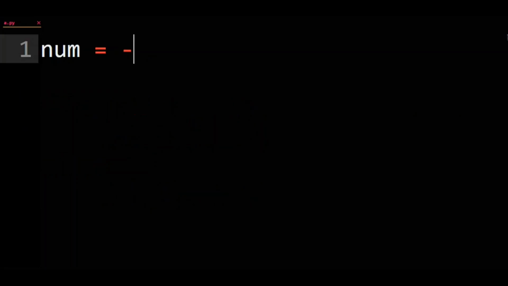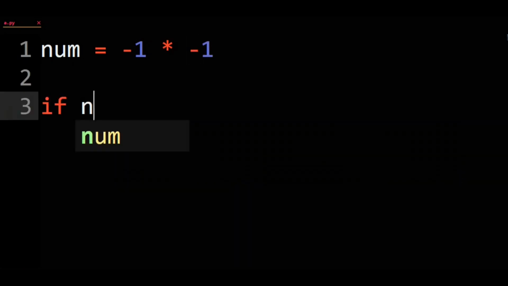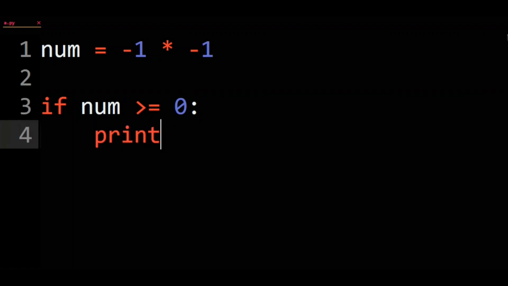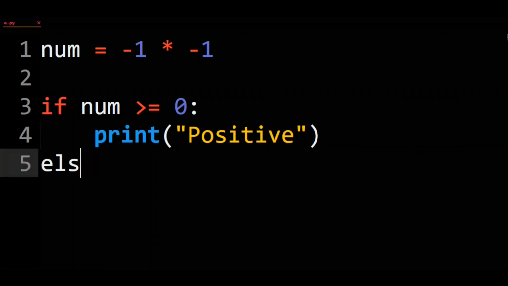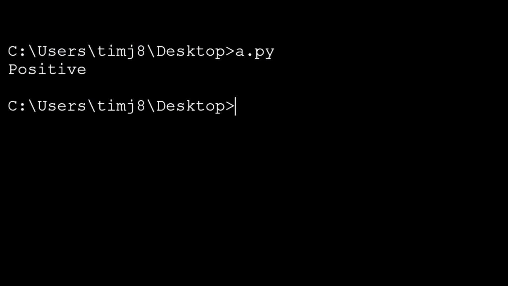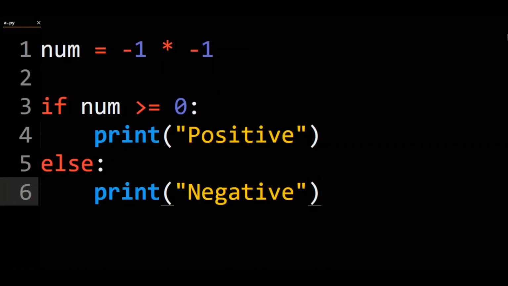Num equals -1 times -1. If num greater than or equal to 0, colon, print positive. Else, colon, print negative. If you remember from middle school, a negative times a negative equals a positive. And if we run the code, you'll see it is indeed positive. Since the condition was true, the if branch ran.